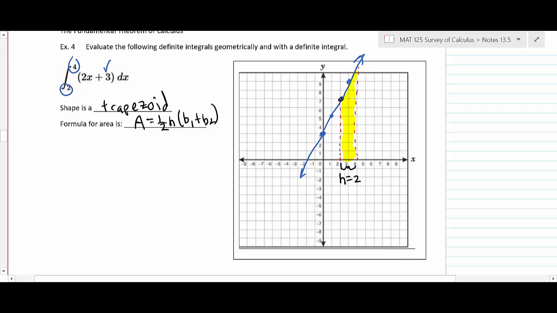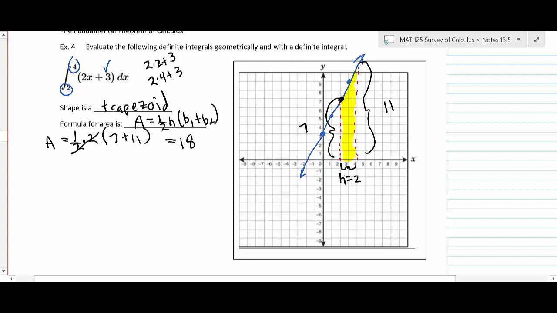The heights right here would be the function value. So this base right here would be 7. And notice if you plugged in 2, you would have 2 times 2 plus 3 is 7. And then the height at 4 would be 2 times 4 plus 3, that would be 11. So that base right there is 11. So when you do the calculation, you're going to have 1/2 times the height, which is 2. The bases are 7 and 11, so you do that. 2's cross out, answer is 18. So the area of that trapezoid is 18.